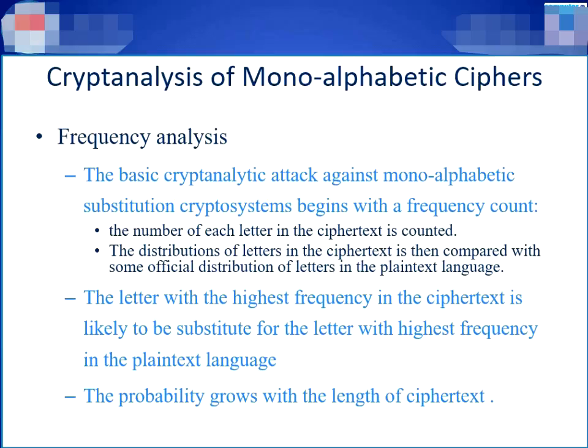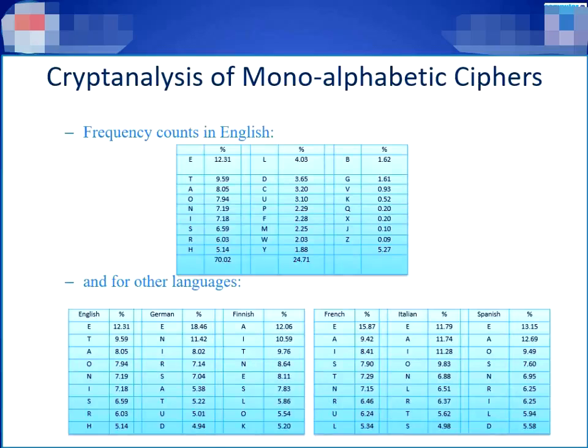The letter with the highest frequency in the ciphertext is likely to be a substitute for the letter with the highest frequency in the plaintext language. Therefore, this method of cryptanalysis is called frequency analysis. For the accuracy of frequency cryptanalysis, we need the length of the ciphertext to be as large as possible. In this slide we can see the frequency counts for English and other languages.